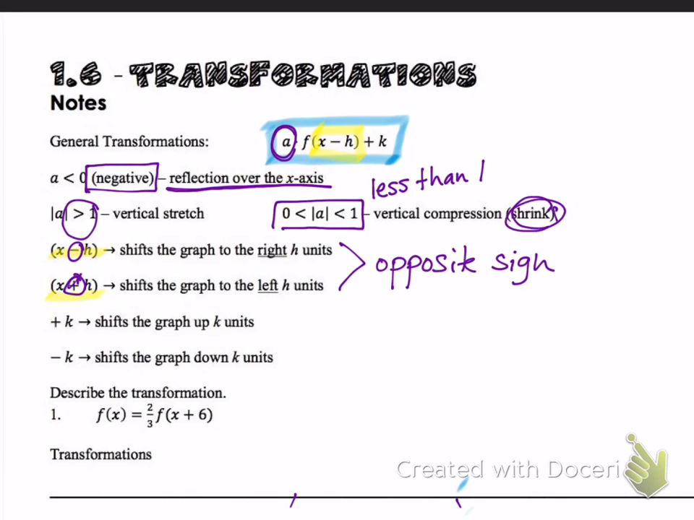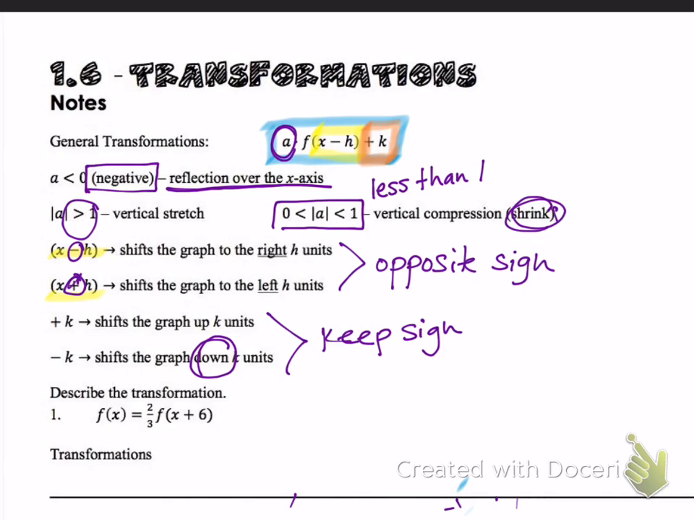And then the last one is the plus k on the outside. So if it's outside the parentheses, that tells me whether it goes up or down. So you keep the sign. You keep the sign if it's outside the parentheses. So if it's plus 5, then it goes up 5 units. If it's down, I think that in your notes, you need to change this to down. There's a typo on there, so change that to down. So if it's minus 5, then you would say down 5 units.